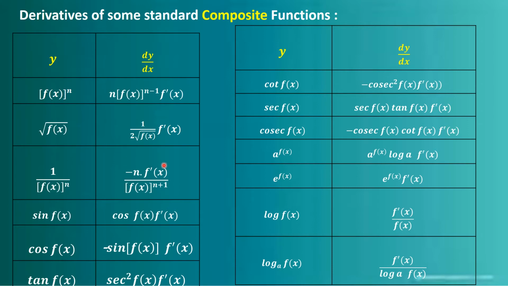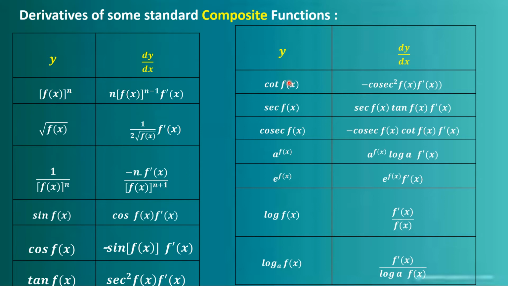Then trigonometric functions, sin x. In place of sin x we have sin f of x. Then derivative is cos f of x into f dash x. We can't stop at cos f of x. We have to differentiate f of x and multiply it. Similarly, derivative of cos f of x is minus sin f of x into f dash x. And derivative of tan f of x is sec square f of x into f dash x. Along with all these, f dash x will be multiplied.